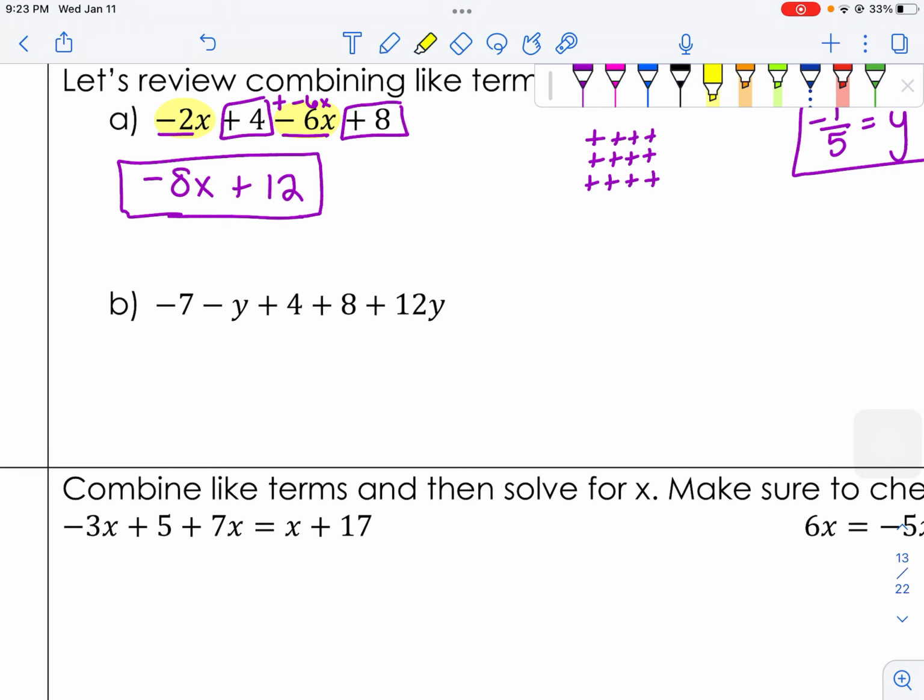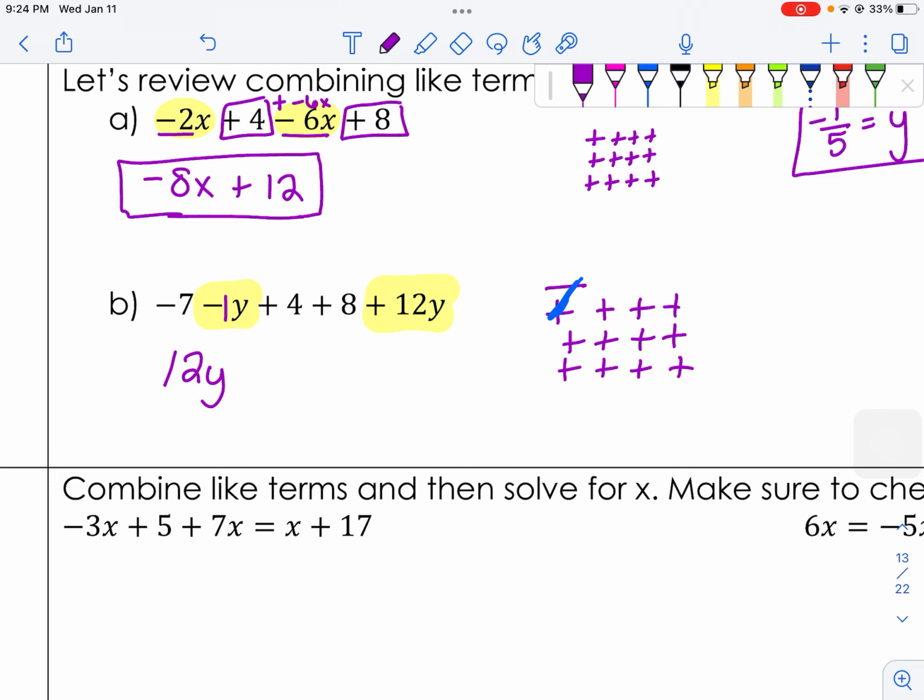Okay, let's try this one. I have negative 7 minus y plus 4 plus 8 plus 12y. I'm going to do the variable first, so I have a negative y and then a positive 12y. This negative y is like a negative 1y. So negative 1 and then positive 12 gives me positive 11 because it's like having 12 positives, take away 1. So the signs are different, so you end up subtracting. There's more positives. So your answer is going to be positive 11y.